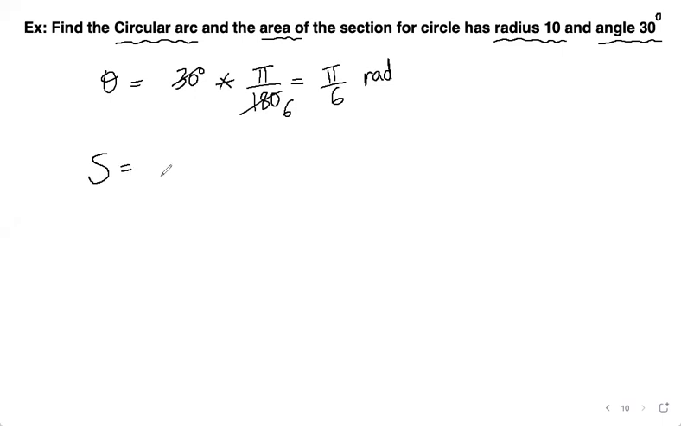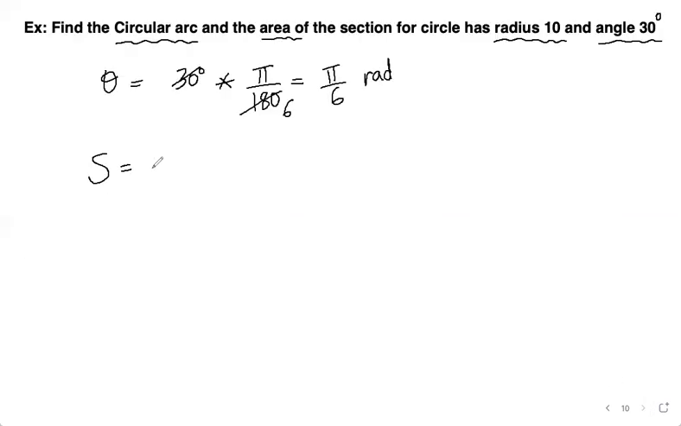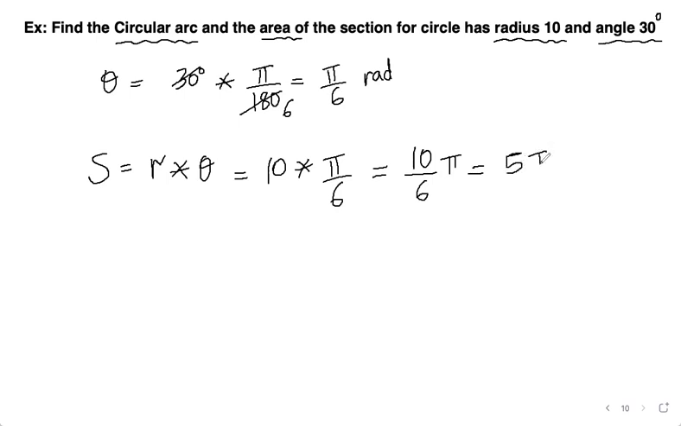So S equals R times theta. What is my R? My radius is 10, times the theta, pi over 6. And the answer is 10 over 6 pi. I can simplify a little bit. By dividing both sides by 2, I will get 5 pi over 3. So this is my S.